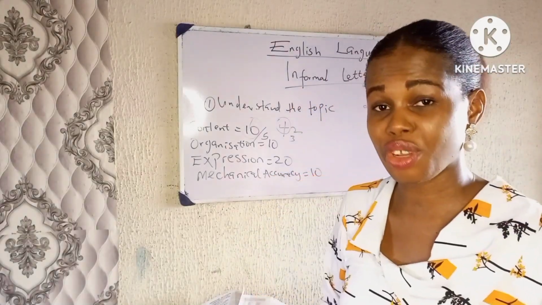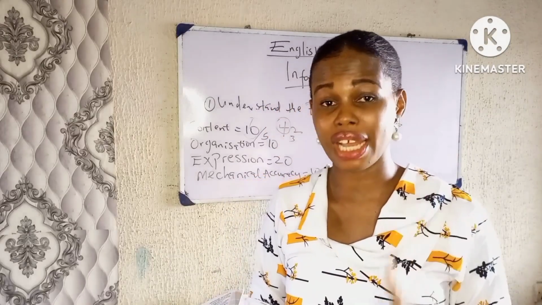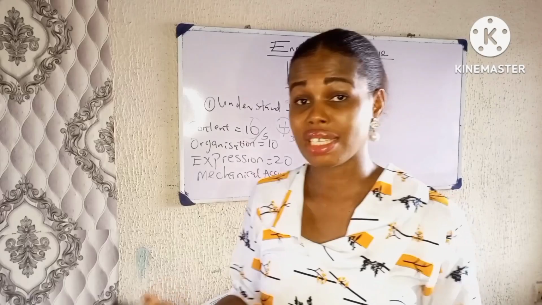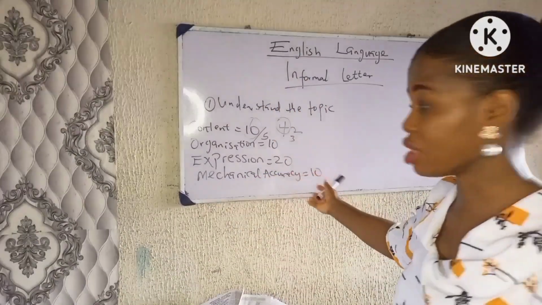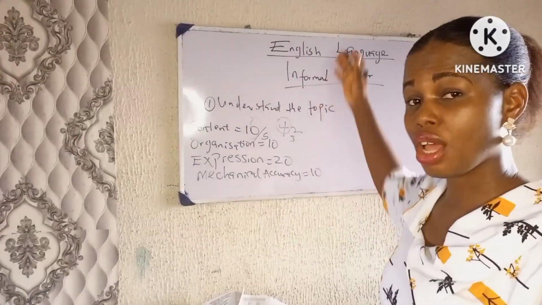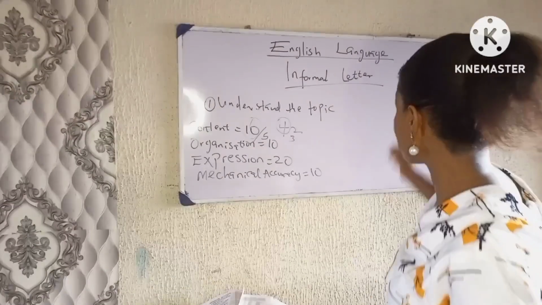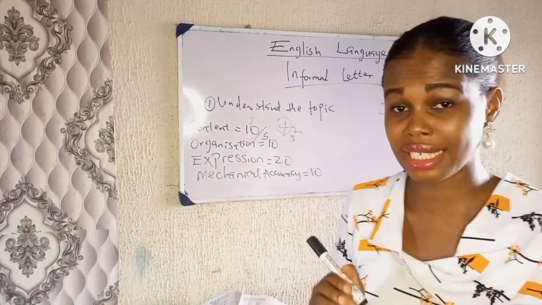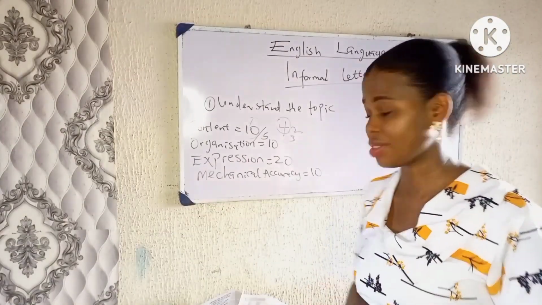Now, it's time for you to write the letter. You know that an informal letter only has one address, which is the writer's address. Let's say this board is your exam script. Now, the writer's address has to be at the top right hand corner of the margin. The top right hand corner. So now let's see how to write a WAEC standard address.